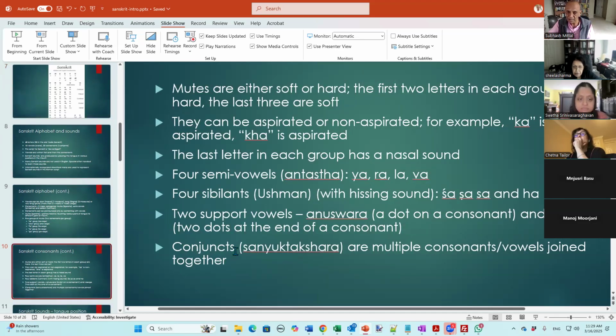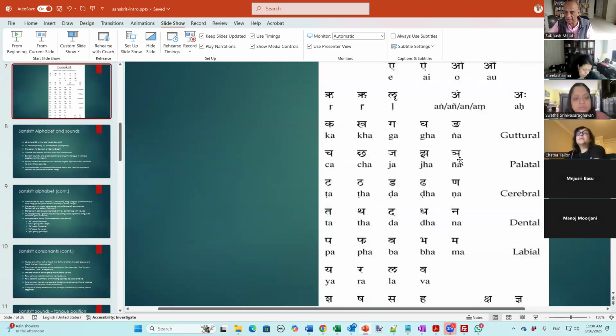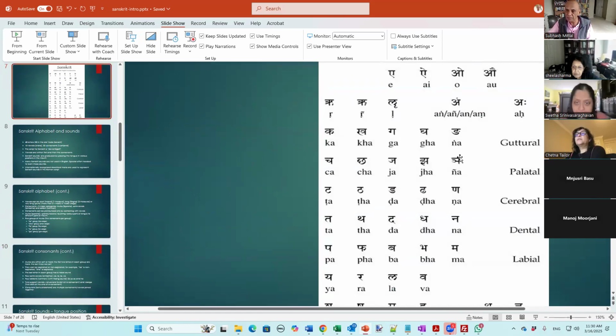Okay. And there are two support vowels. One is called anuswara and the other is called visarga. Anuswara is a dot on top of a letter. Anytime you want to add this sound, the last letter sound, it can be approximately put with a dot on top. Like this one here, it's called ang. With a dot on top, it becomes ang.